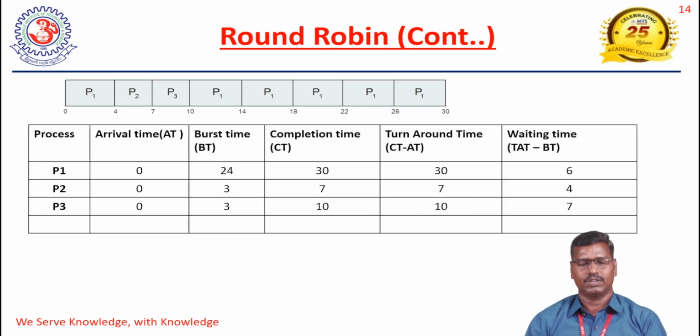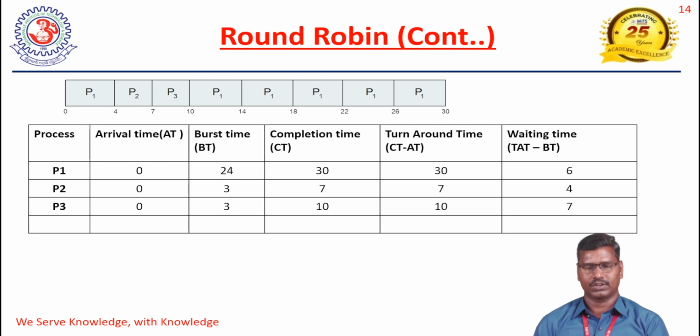Okay, based on the Gantt chart, we need to calculate the turnaround time, waiting time, completion time, everything. Here also the arrival time for each and every process is 0 only. So the completion time for P1 is 30 milliseconds, P2 is 7, and P3 is 10 only. Now we calculate the turnaround time, that is CT minus AT, completion time minus arrival time. Already we said the arrival time for each process is 0, so the turnaround time will be the same as the completion time: 30, 7, 10 only.